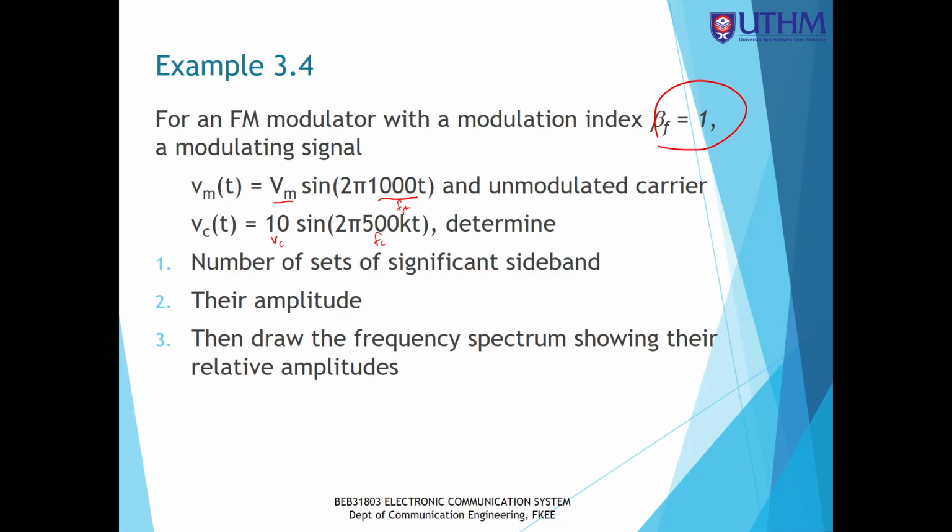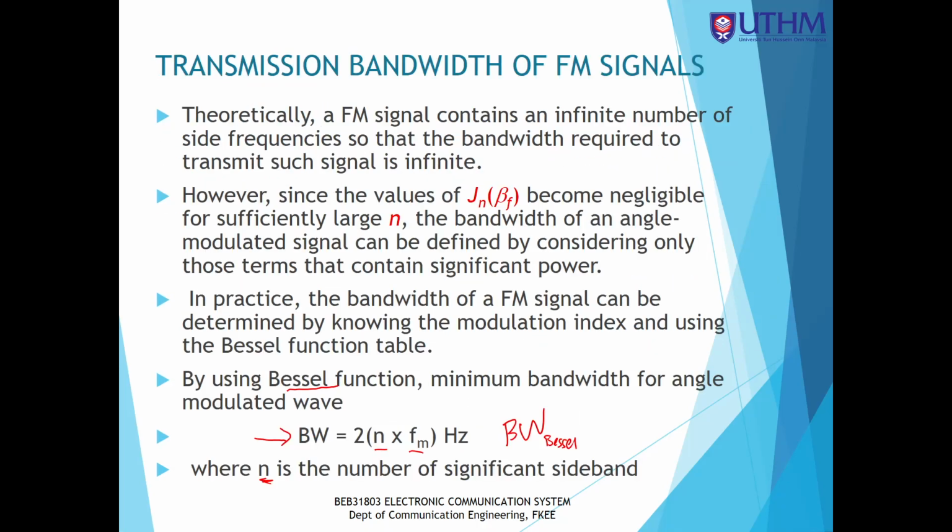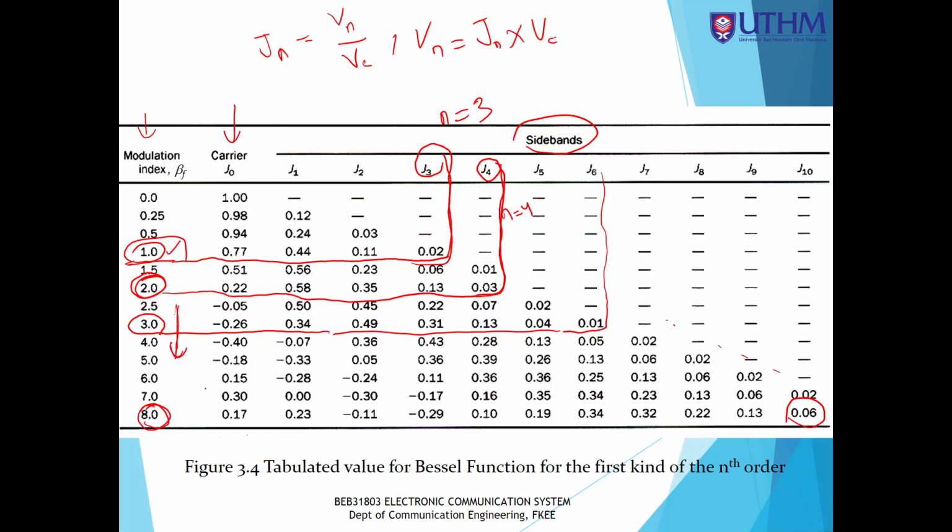Okay, determine the number of sets of significant sidebands. So the question asks about n. How much is n? Number of significant sidebands. So for beta equal to 1, if you see from the table, for beta equal to 1, you're going to get up to 3 pairs of sideband. That means n equal to 3.